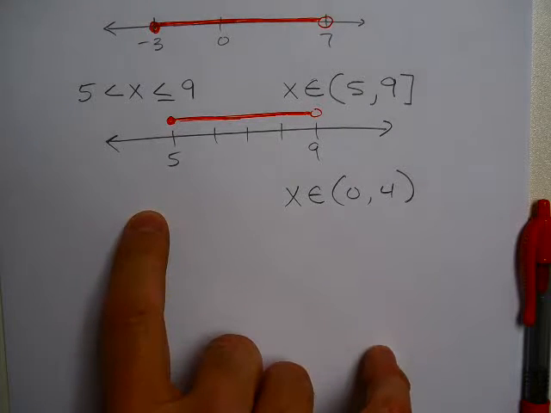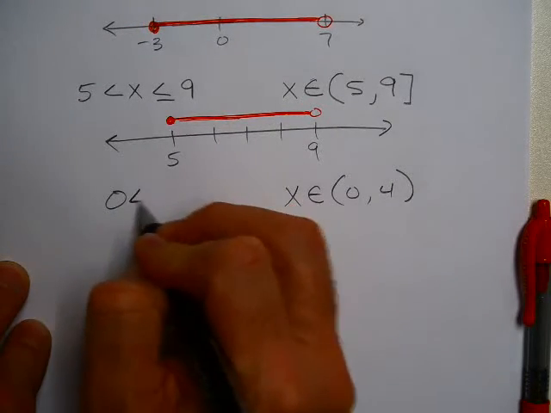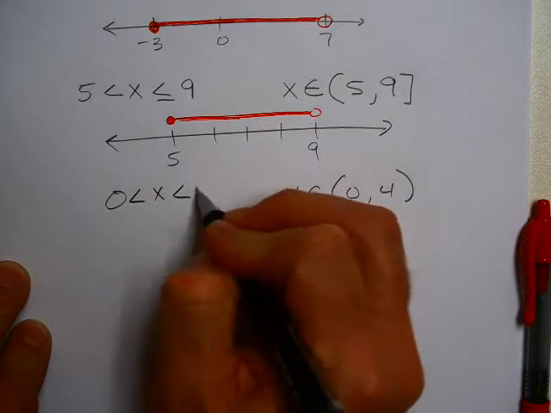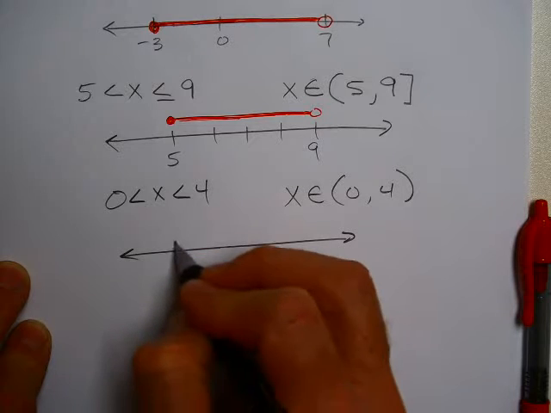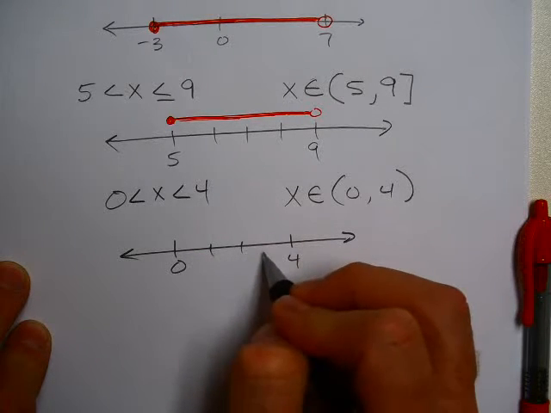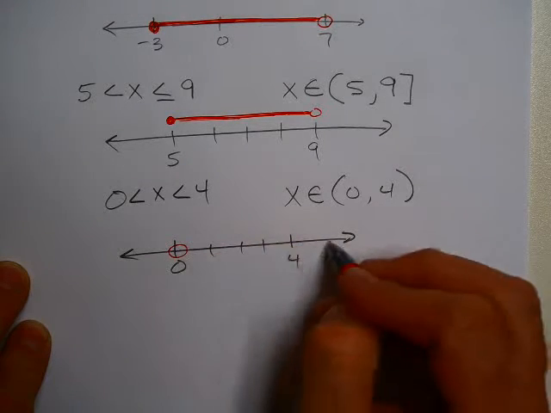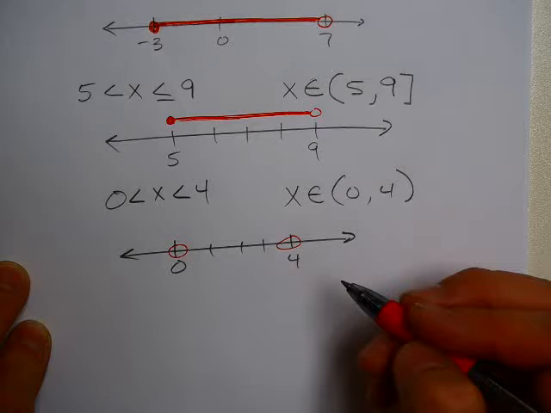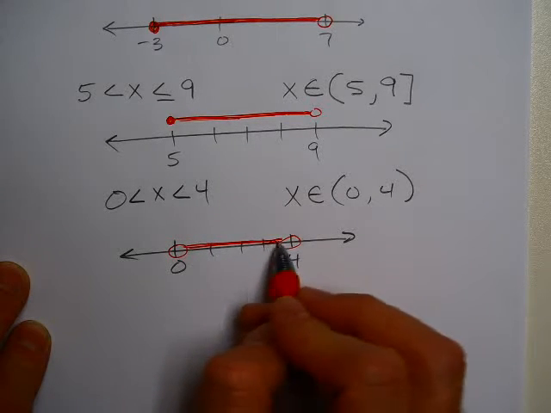All right, Jonathan, help us out here. Okay, so 0 is less than x, and x is less than 4. That's correct. So the number is anywhere between 0 and 4, and they're both open dots, since they're both non-inclusive. I would shade between them, right? Yeah. X is any value between them.